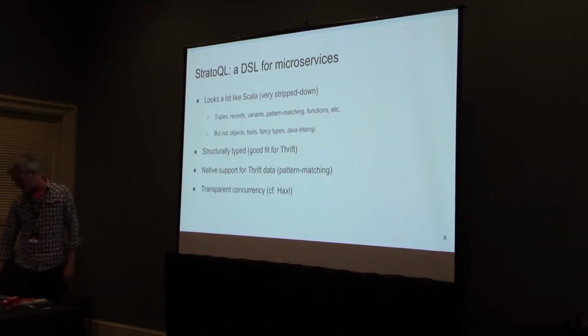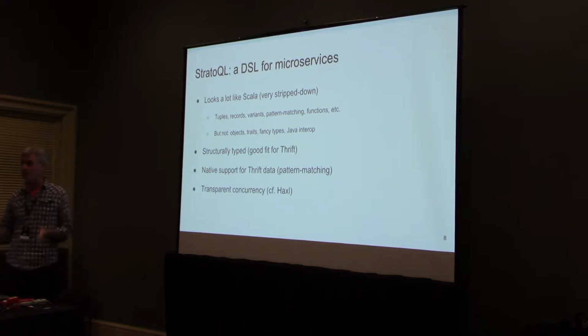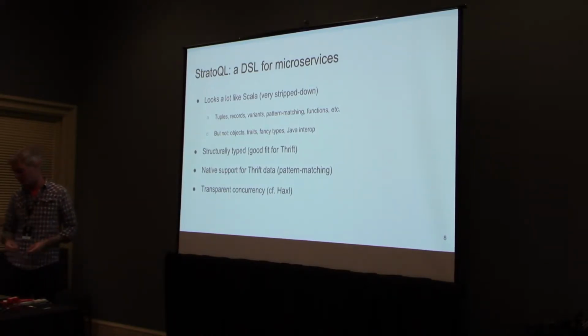So, okay, now I want to tell you a little more about StrataQL. This DSL looks a lot like a very stripped down Scala. It has the Scala core functional pieces: tuples, records, variants, pattern matching, functions, but it is not at all object oriented. We don't have traits. We don't have any of Scala's fancier types. In particular, we don't care at all about interoperating with Java. My presumption is that a lot of type system aspects of Scala were motivated by interoperability with Java. We don't care about that, so we don't do that.